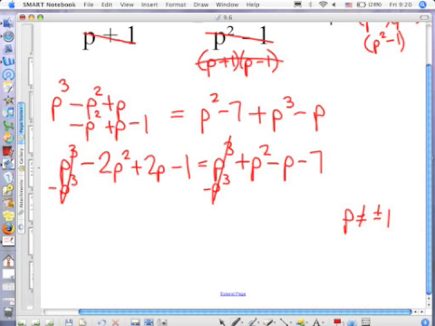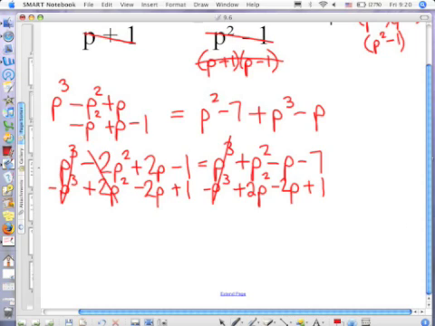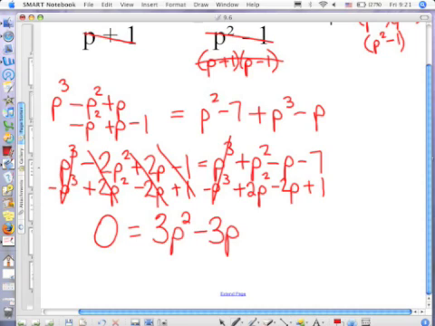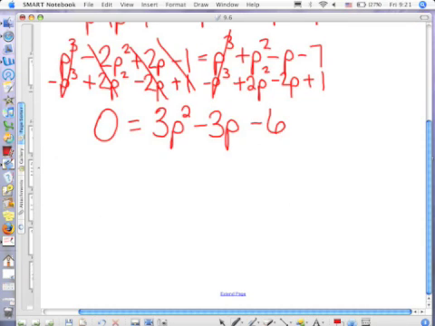Now take note real quick. I want to bring all this stuff over to the other side. Why do you think? Keep my P squares positive. All right? How can I start factoring that? What do you notice about all those terms? They all have a 3 as a factor. I can factor out a 3.